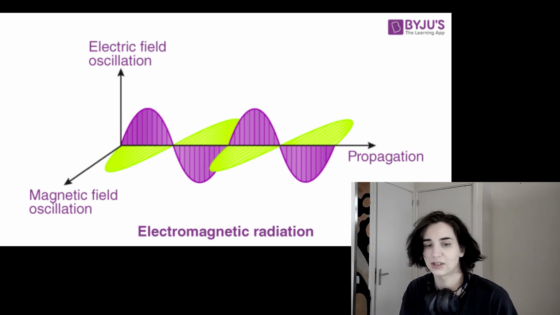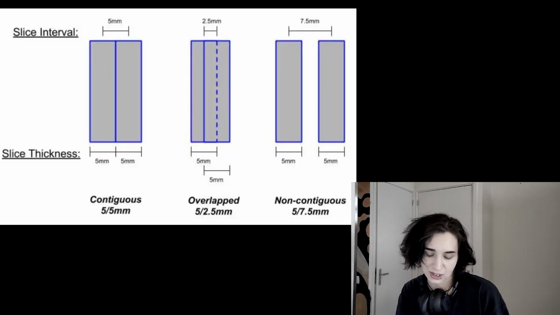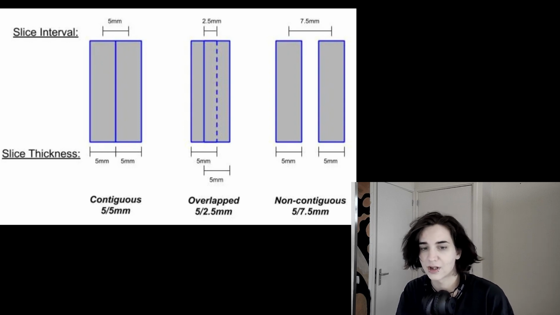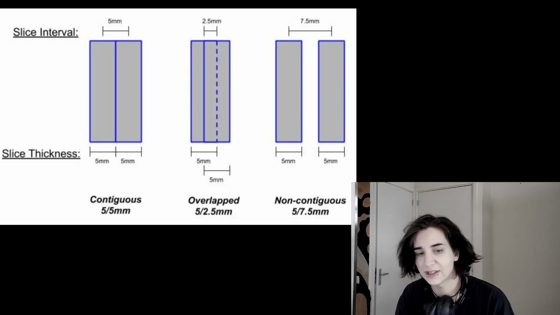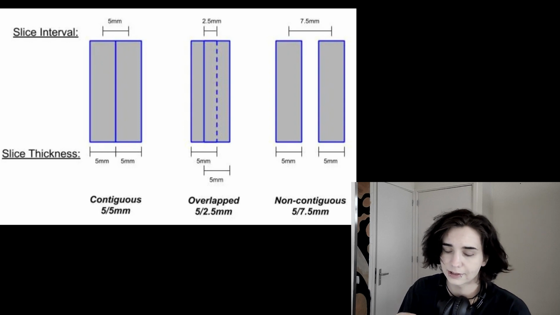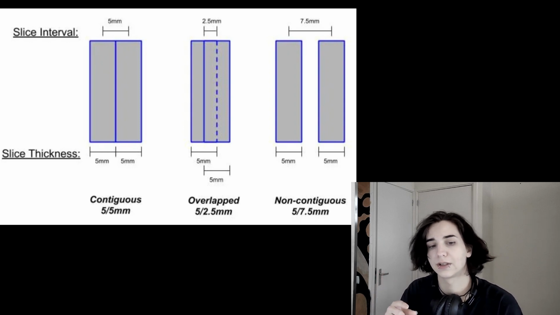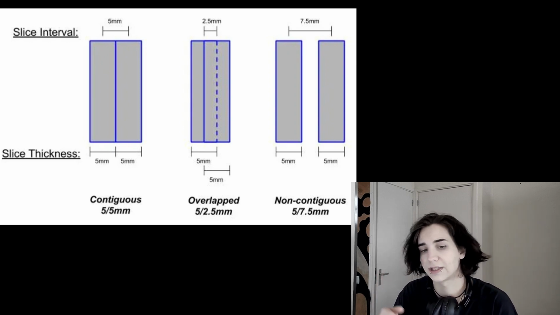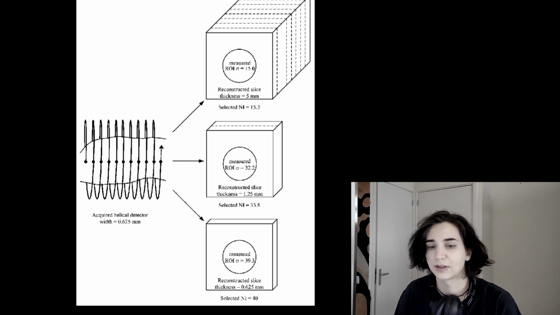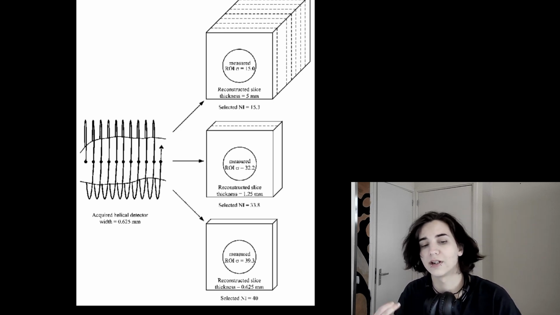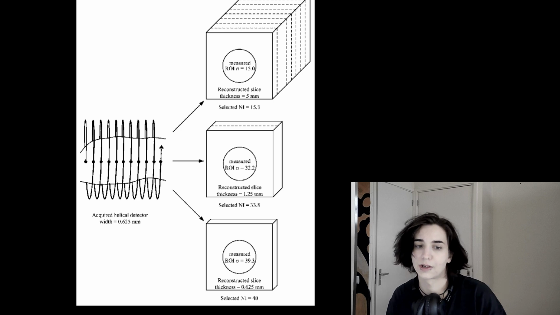Let's talk about slice thickness. The slice thickness is the individual thickness of the slices captured during the CT scan. Thinner slices provide a higher spatial resolution, but require more slices, increasing the potential of a higher radiation dose.